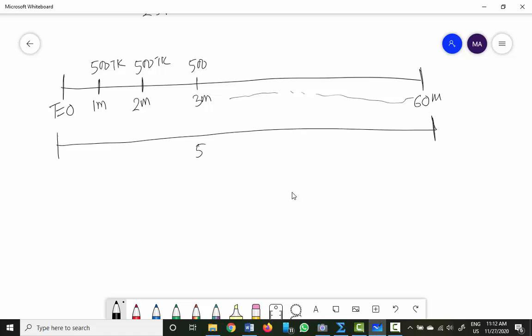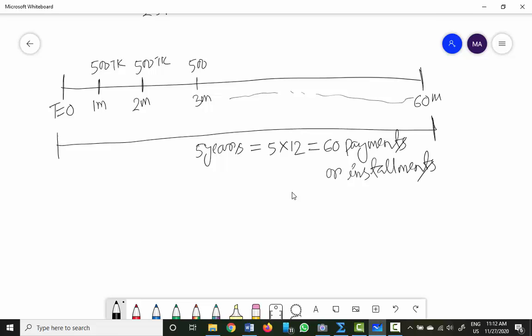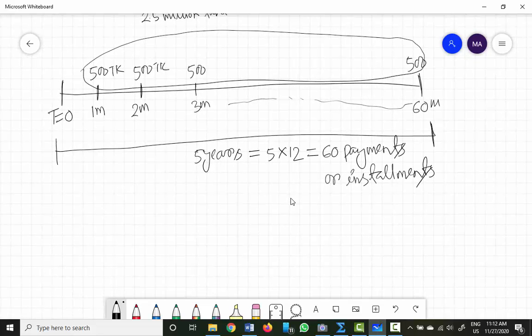5 years means, in 1 year there are 12 months, that is 12 installments. So in total there are 60 payments or installments of 500 taka each. Now the question is asking what will be the future value of all these cash flows. So we want to find the future value of all these cash flows.